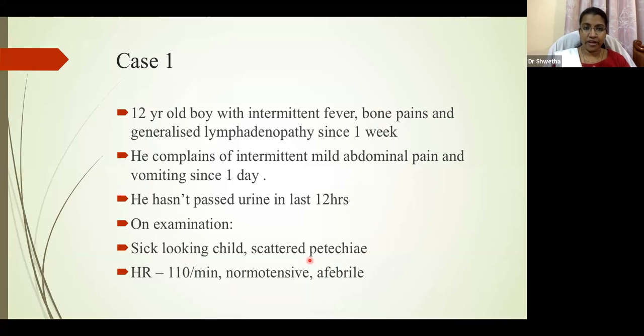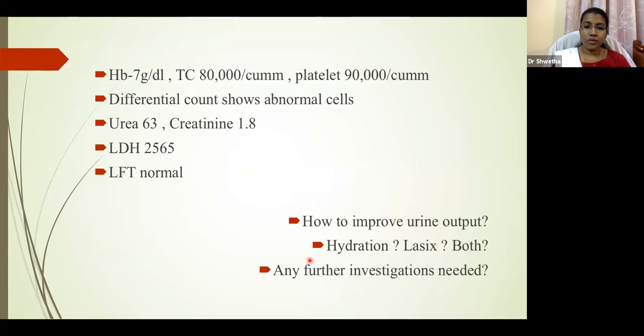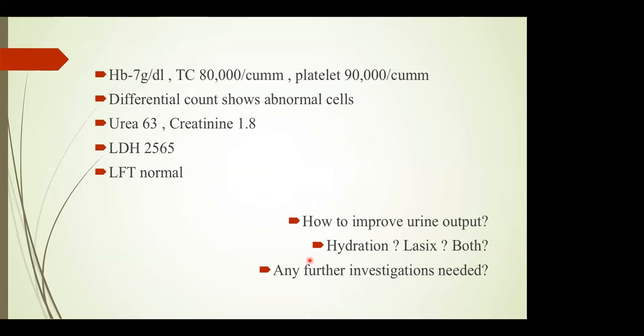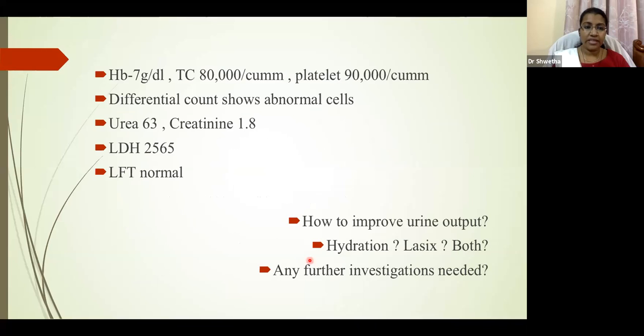and he is afebrile. So when we send the baseline investigations, we see hemoglobin of 7, total count of 80,000, platelet of 90,000, differential count is showing abnormal cells, and the renal panel shows urea of 63, creat of 1.8, LDH is 2,565, and the LFT is normal.